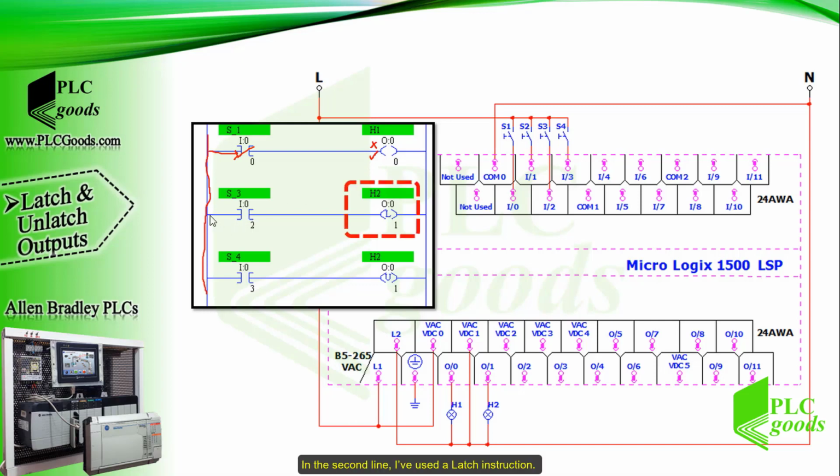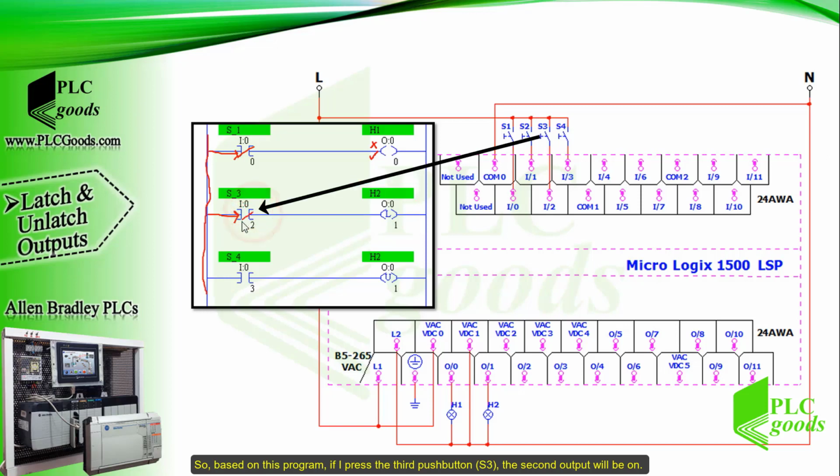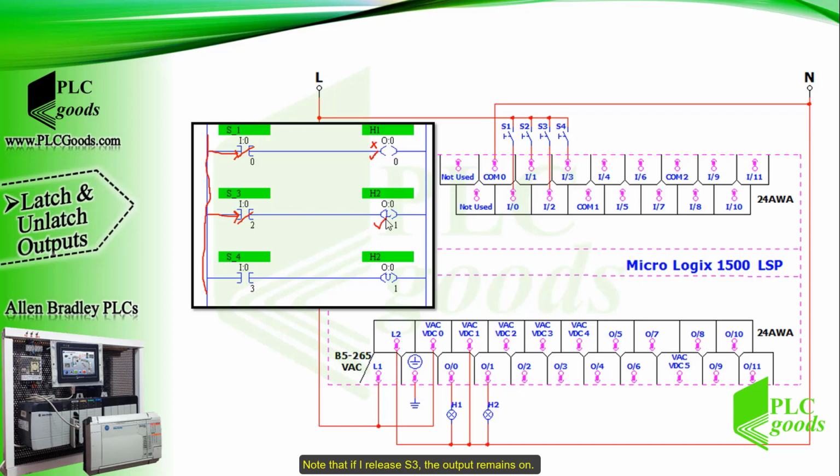In the second line, I have used a latch instruction. This instruction is only used to turn on Boolean variables like digital outputs. So based on this program, if I press the third push button or S3, the second output will be on. Note that if I release S3, the output remains on.